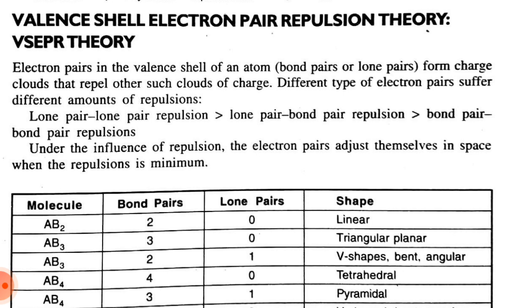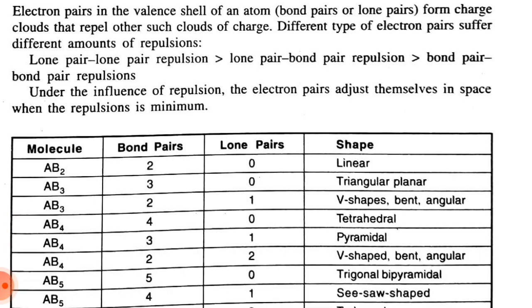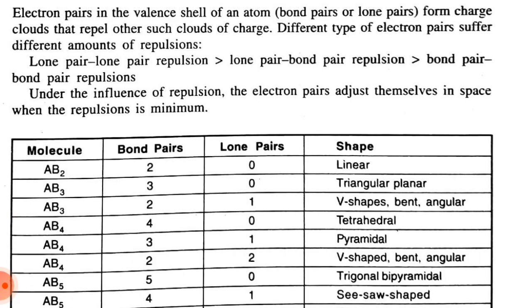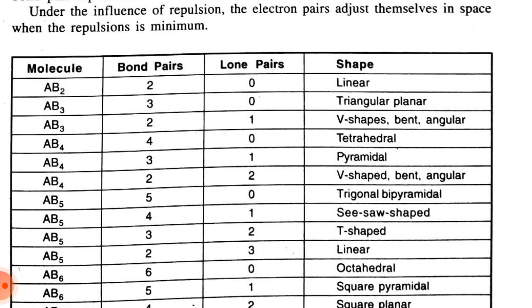Valence shell electron pair repulsion theory, VSEPR theory. Electron pairs in the valence shell of an atom, bond pairs or lone pairs, form charge clouds that repel each other. Different types of electron pairs suffer different amounts of repulsion. Lone pair-lone pair repulsion is greater than lone pair-bond pair repulsion, which is greater than bond pair-bond pair repulsion. Under the influence of repulsion, the electron pairs adjust themselves in space where the repulsion is minimum.